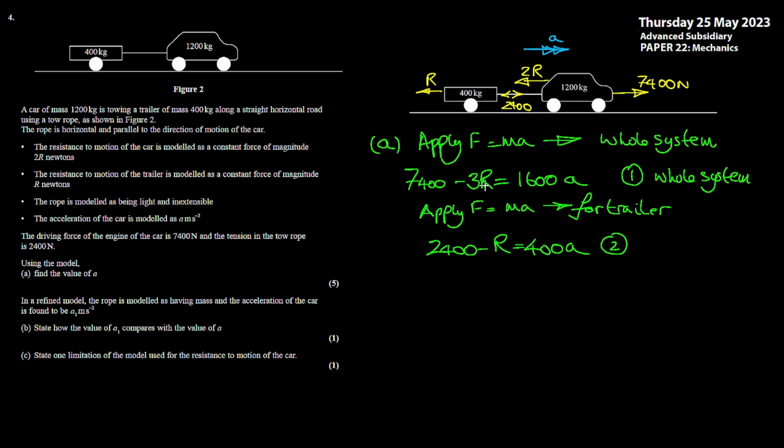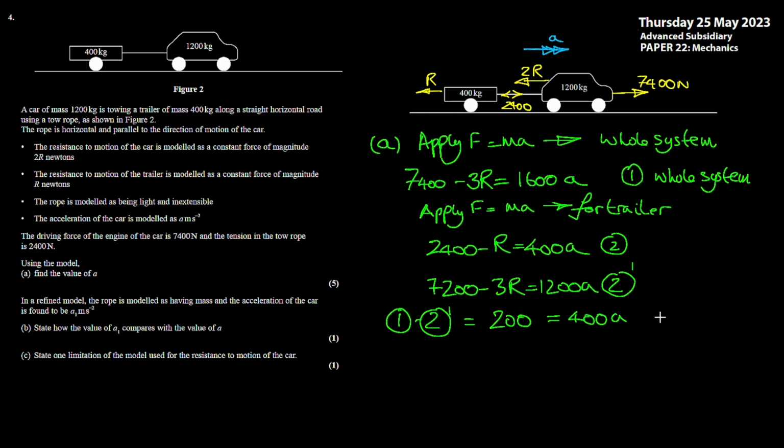We've got two simultaneous equations. We need to eliminate R. So the best way is to multiply equation 2 by 3. So 7200 minus 3R is equal to 1200A. So 1 take away 2 dashed, 7400 minus 7200 is 200. The R's cancel, and this is equal to 1600 minus 1200, which is 400A. So therefore A equals a half. And we're in meters per second squared.